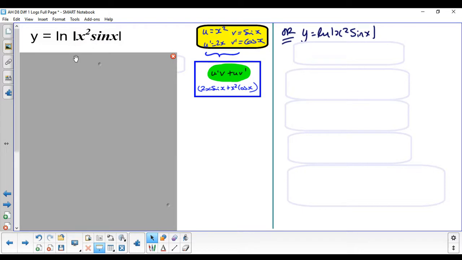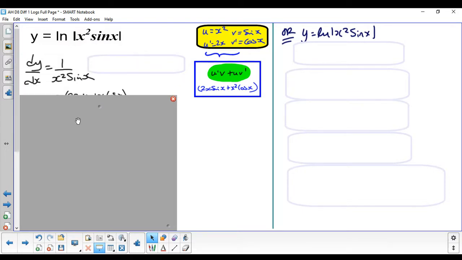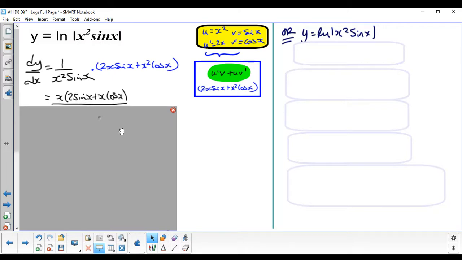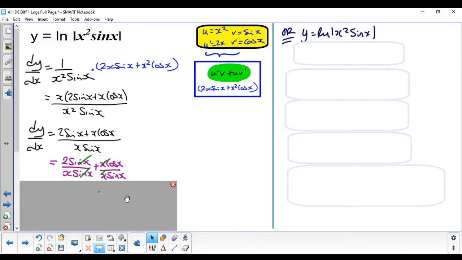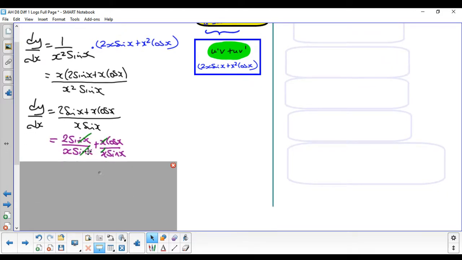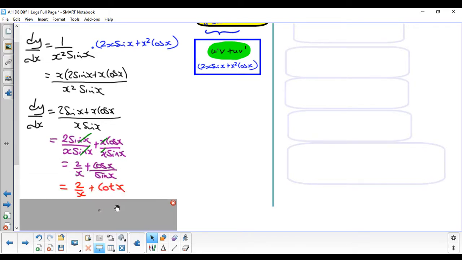So when I go to do this, I have 1 over x squared sine x, and then I have the chain rule come out as that. So it's quite complicated. All I'm going to do is bring everything upstairs and pull out the common factor of x there. That means it can reduce down a bit, so the x's cancel down, and you've still got an x downstairs. You can leave it like that, but you could also separate it so the sine and the sine cancel down and you get cos over sine. So you could separate it and have it as 2 over x, and then cos over sine is cot. Okay?